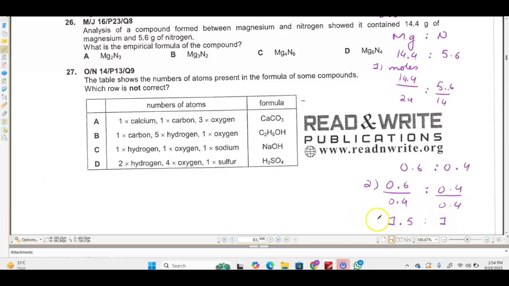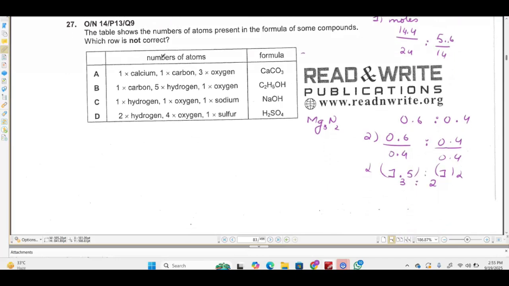But for the empirical formula we need simple whole number ratios. So both of these can be multiplied by 2, and this is going to give us 3 and this is going to give us 2. So the empirical formula over here is Mg3N2. Okay, so B is going to be our correct option.